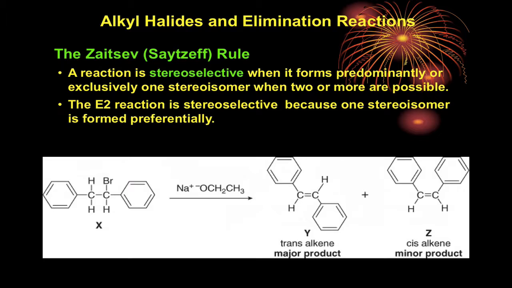Here's another example where we have this alkyl halide. Here we have 2 aromatic rings attached to it. We are using sodium methoxide as the base. We get 2 alkene products out of this. We get the trans alkene, and we also get the cis alkene. Why is the trans alkene favored?